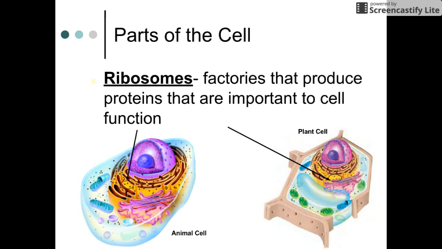On the endoplasmic reticulum, you'll find little dots. Those are called ribosomes. You also have ribosomes that are floating out in the cytoplasm throughout both types of cells. Ribosomes are the factories that produce the proteins. And those proteins must be made in order for the cell to do what it needs to do properly.